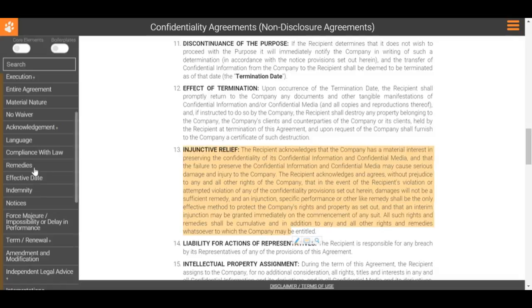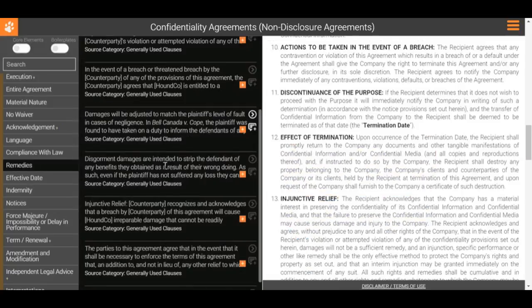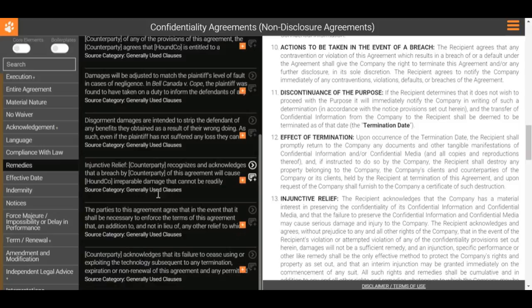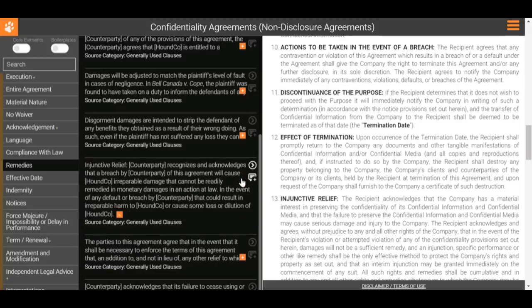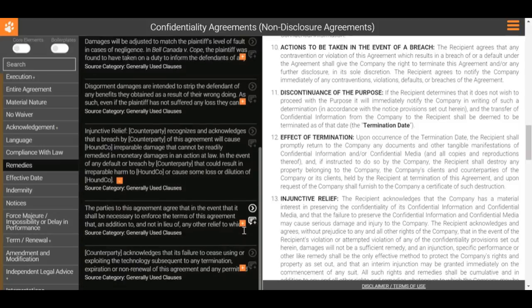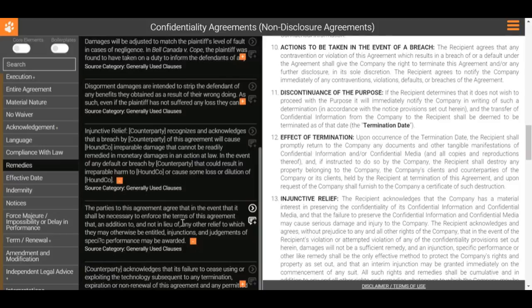And in addition, within our knowledge panel, you'll be able to find additional language and drafting points relating to what's called injunctive relief or specific performance.